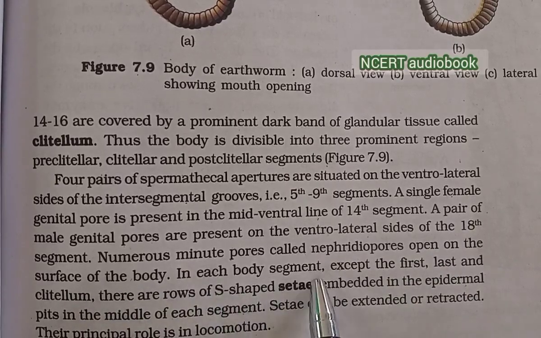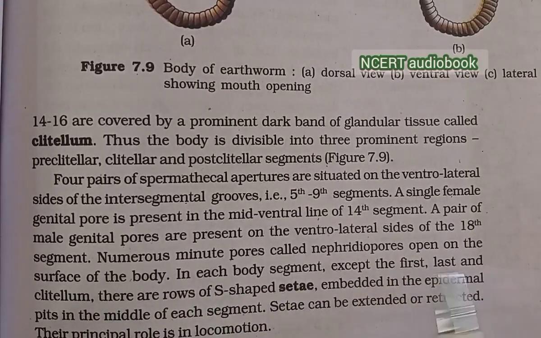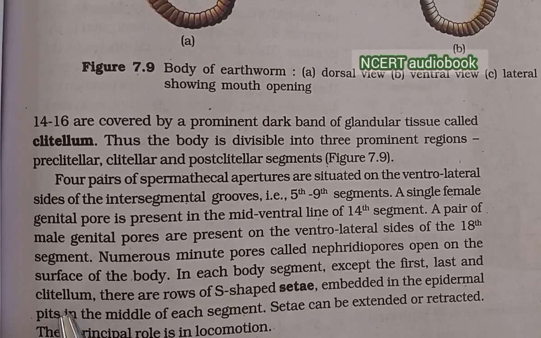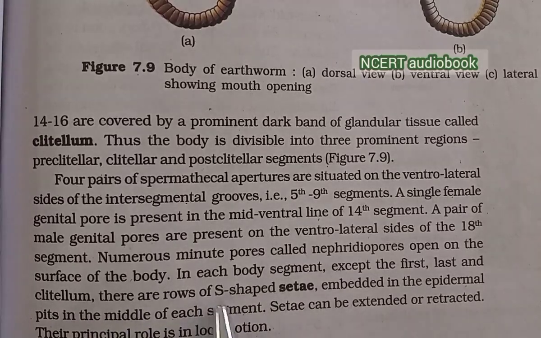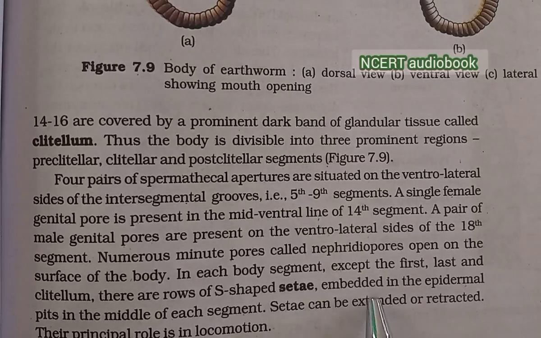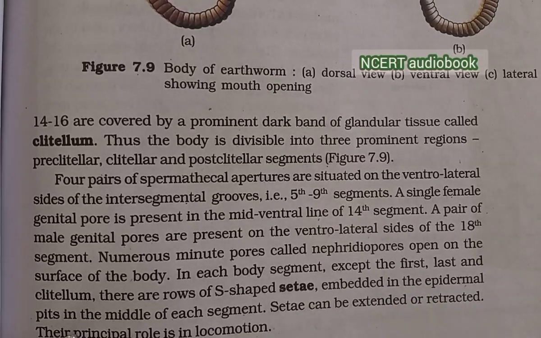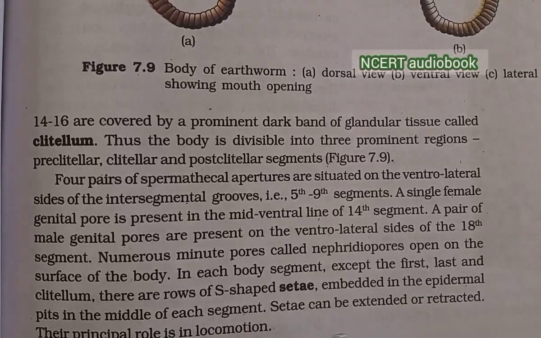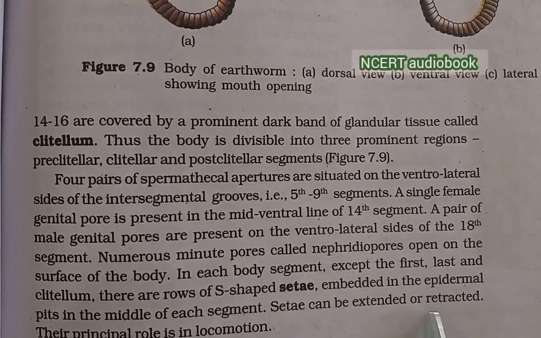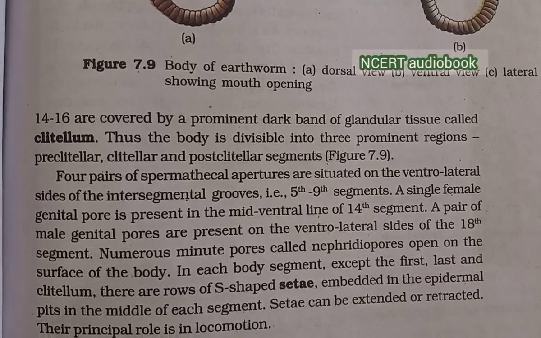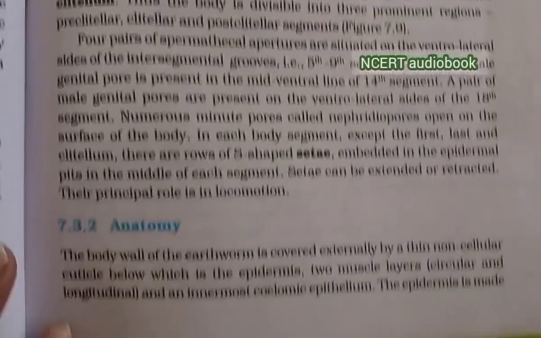In each body segment, except the first, last and clitellum, there are rows of S-shaped setae embedded in the epidermal pits in the middle of each segment. Setae can be extended or retracted, and their principal role is in locomotion.